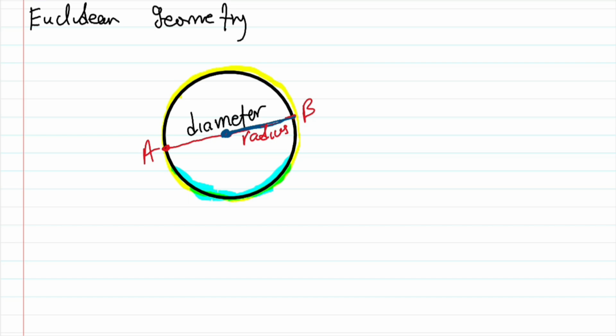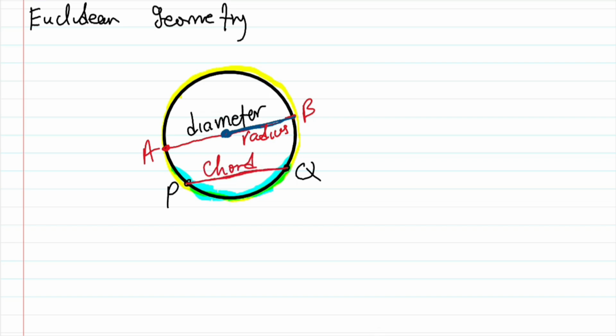Another part of a circle that you should also know is a chord. A chord is also a line which joins 2 points on the circumference of the circle, but this line does not pass through the center of the circle. So we can have another point P and another point on the circumference Q. A line joining these 2 points, we call it a chord.